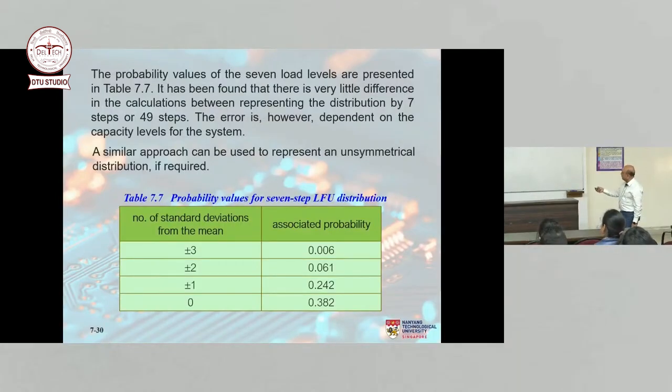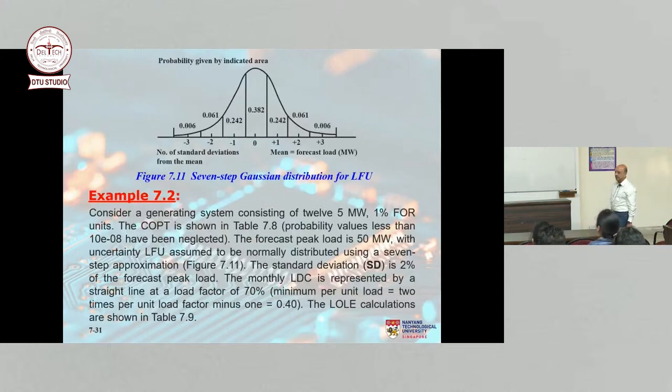This is the table from the normal distribution. The mean value has the area of 0.382. Plus or minus 1 standard deviation, each one has a probability of 0.242. Plus or minus 2 standard deviations, the probability is 0.061, and plus or minus 3 standard deviations is 0.006. Let me show you this curve so that you can understand it better.